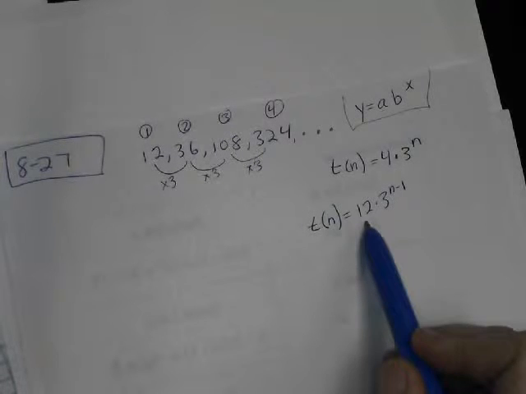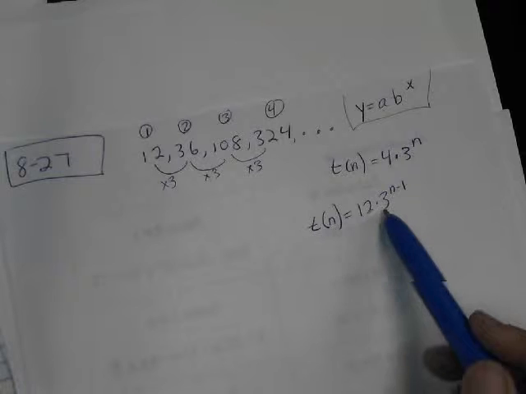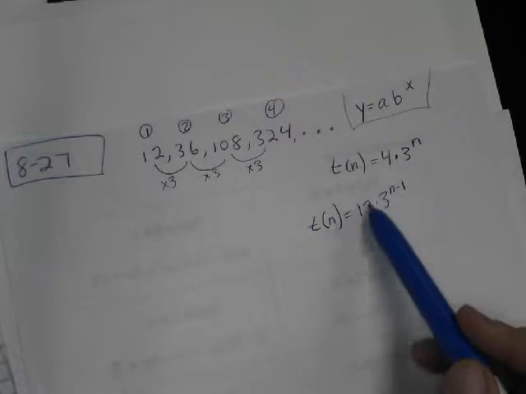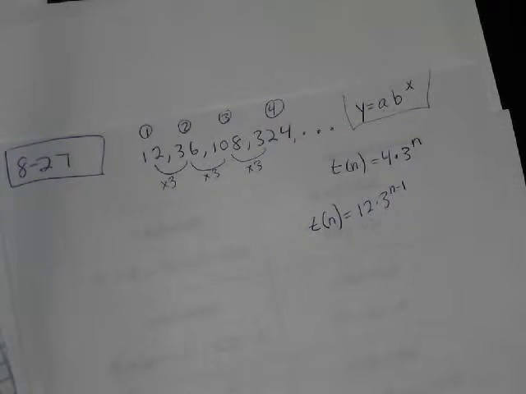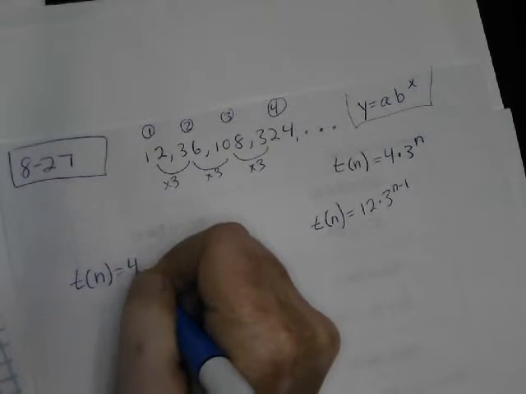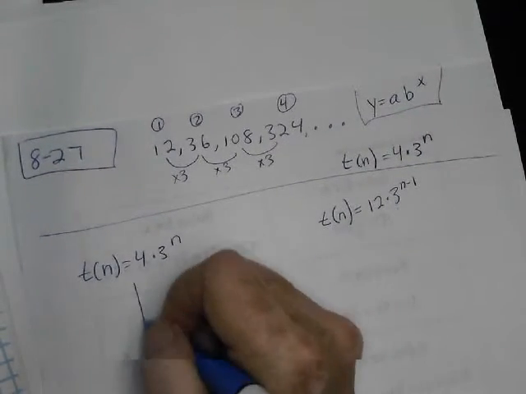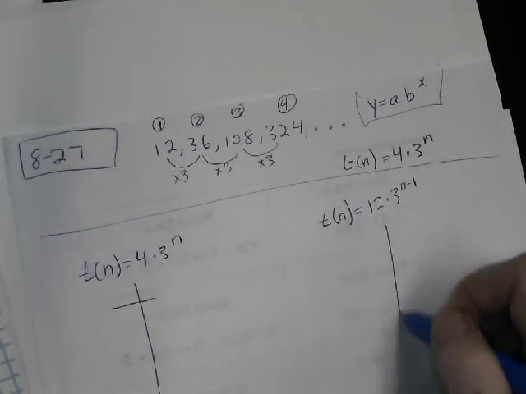So anyway, the two different people wrote these two different things. Now they both have a multiplier of 3, but you'll notice that there's a little bit of a difference here. So that's probably what this whole question is about. It says, make a table for the first 4 terms of each of their sequences. What do you notice? So let's put t of n equals 4 times 3 to the n. Let's do it like this, and we'll make a table for both of them.